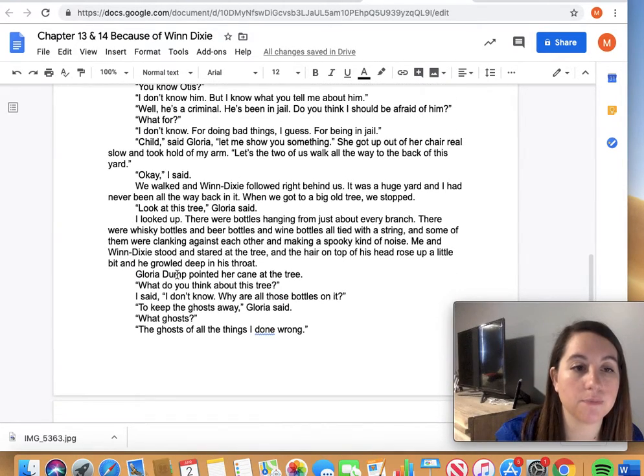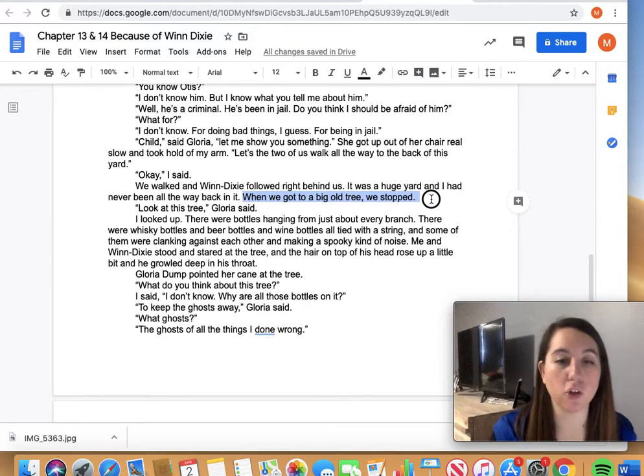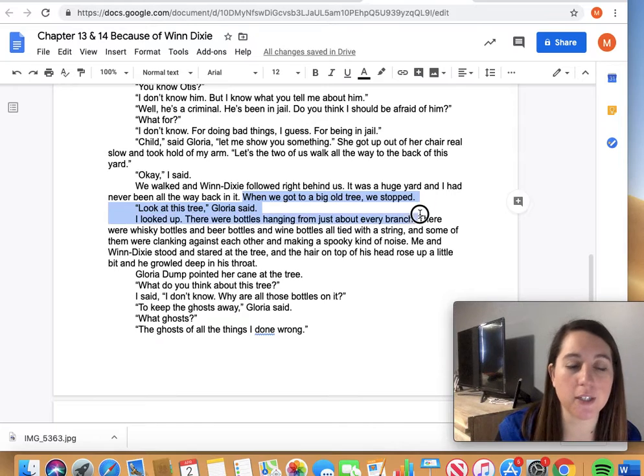So we're right here. When we got to the big old tree, we stopped. "Look at this tree," said Gloria. I looked up. There were bottles hanging from just about every branch. There were whiskey bottles and beer bottles and wine bottles, all tied up with string, and some of them were clanking against each other and making a spooky kind of noise.